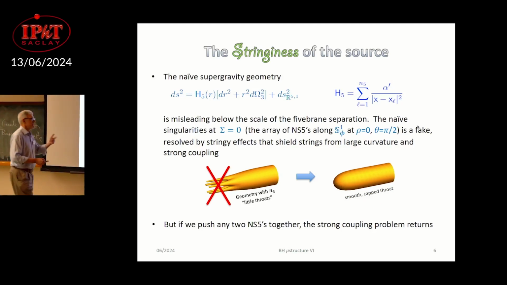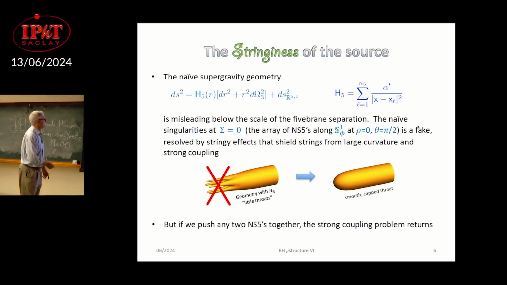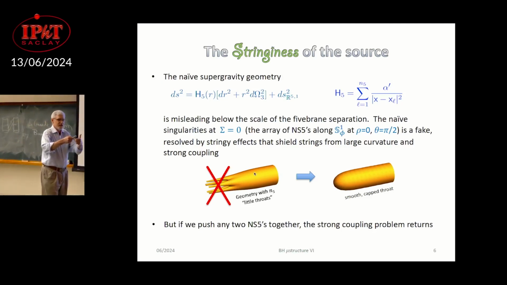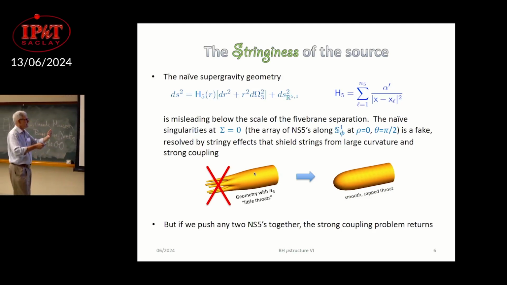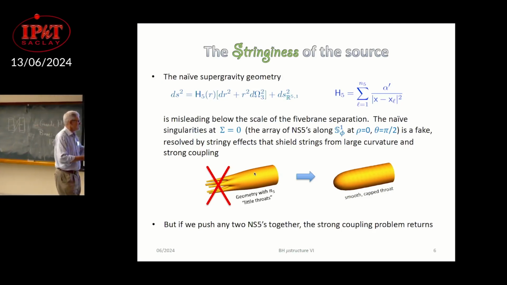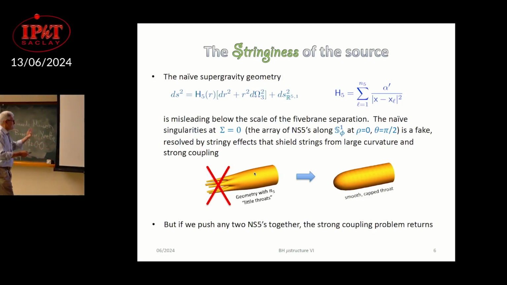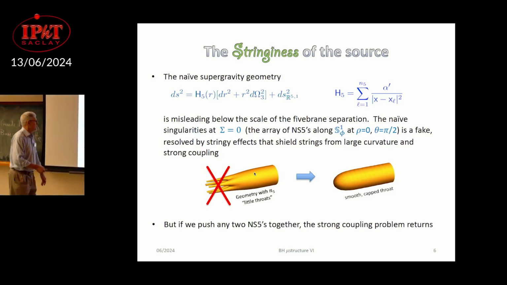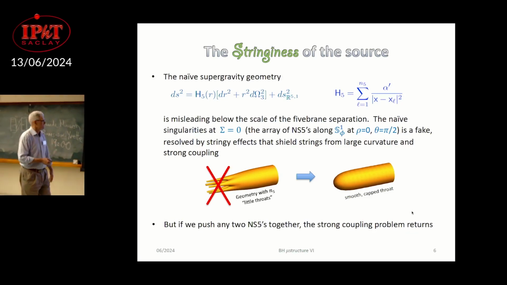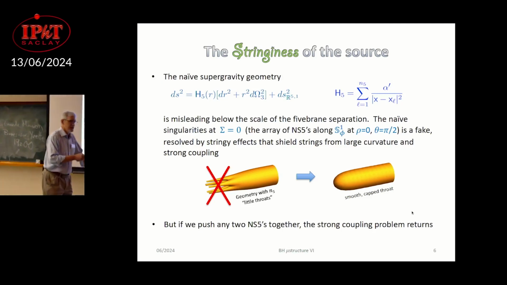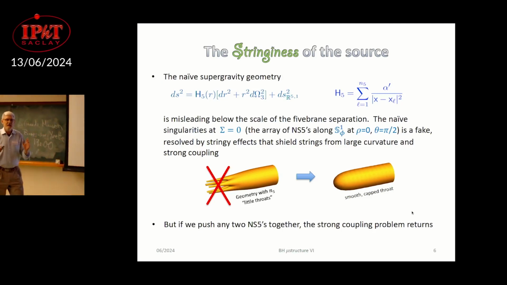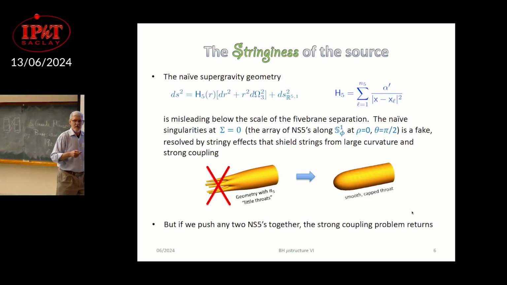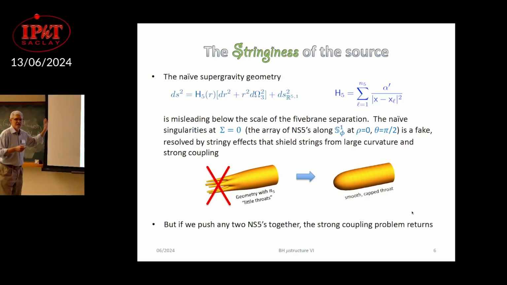However, we know from the CHS solution that if we push any two of the fivebranes back together, the throat of two fivebranes exists as a worldsheet theory because of this fact that a level 2 SU(2) WZW model is a perfectly sensible thing. And so the strong coupling problem returns if we try to push two fivebranes together. And so the lesson is that as long as you keep the fivebranes separated, perturbative string theory is perfectly reliable, but supergravity is not reliable.